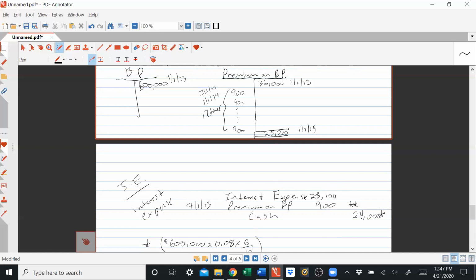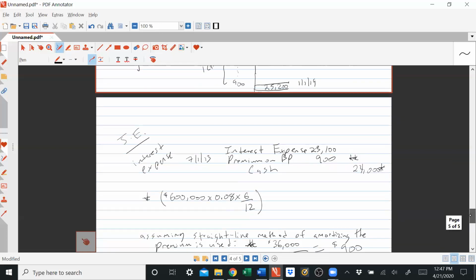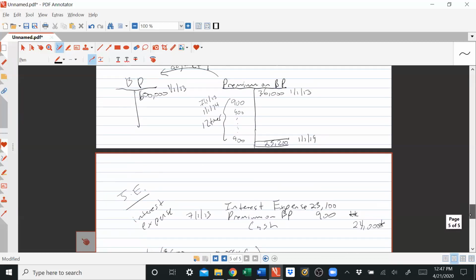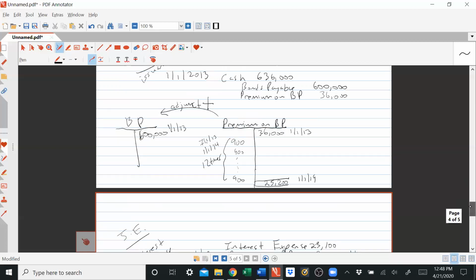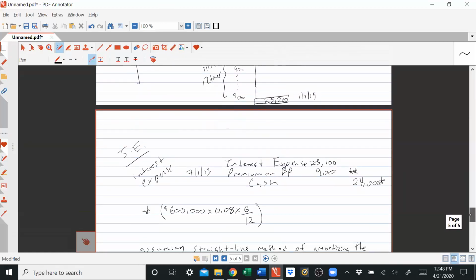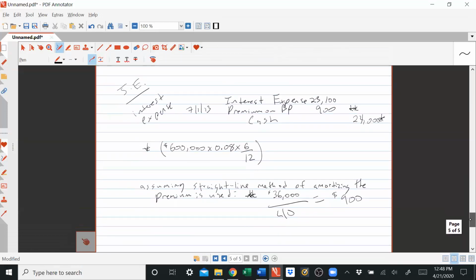Have I messed up on this? I hope I haven't messed up, but I think I have, looking at the solution. I'm trying to figure out where. I got the right ideas. I just calculated some number wrong, so I'm not getting the same numbers, but this is the right concept. It's 36,000 divided by 40 is 900.